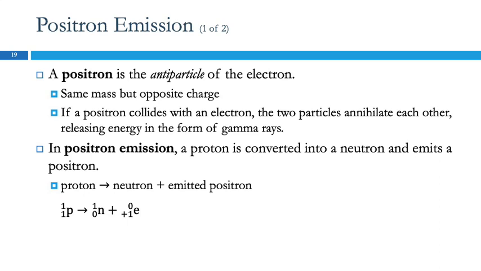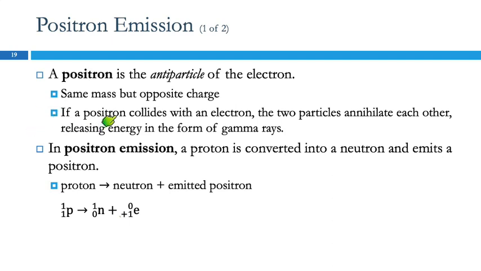Positron emission. So positron, this word is a little bit like electron, right? They both end in tron. A positron is the antiparticle of the electron. Matter and antimatter are a real thing. It's not just in science fiction movies.